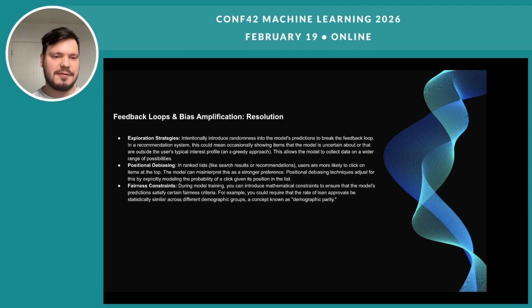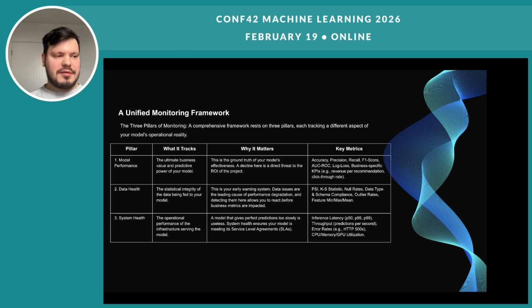And the last one is fairness constraints. During model training, we can introduce mathematical constraints to ensure that the model predictions satisfy certain fairness criteria. For example, if we work on a loan approval model, we can use statistical parity across different demographic groups.